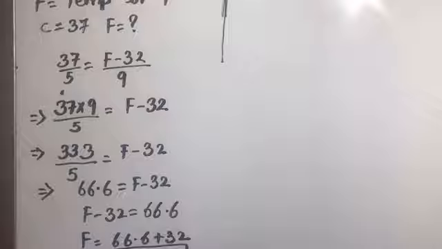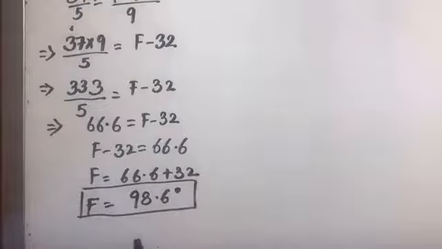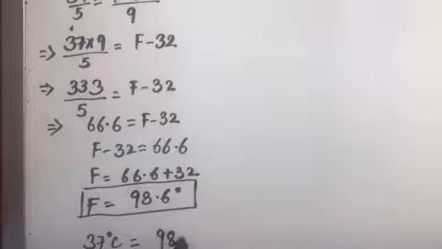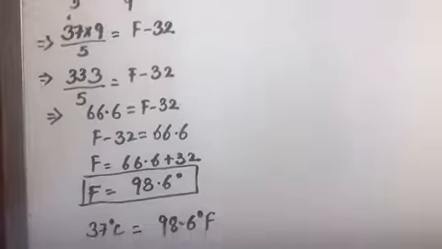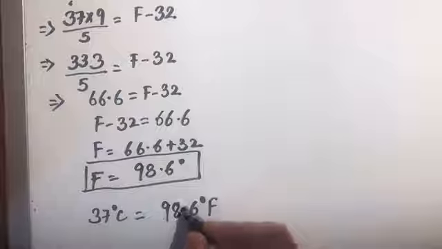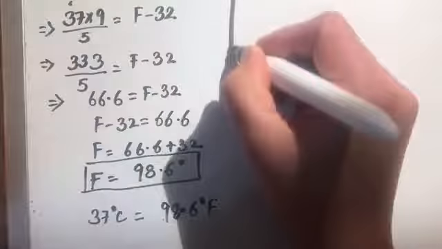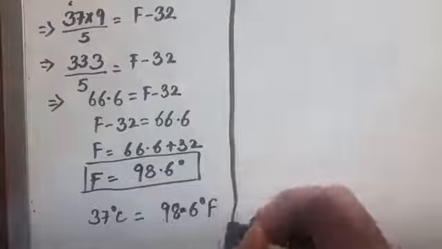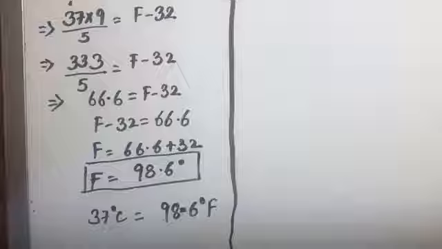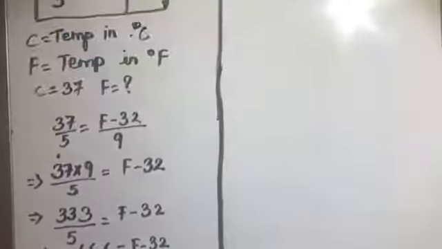So the temperature in Fahrenheit is 98.6 degrees. So 37 degrees centigrade is equal to 98.6 degrees Fahrenheit. This is how we convert from degree centigrade to degree Fahrenheit. This is very easy. You just need to remember a formula to convert Fahrenheit to centigrade and centigrade to Fahrenheit.